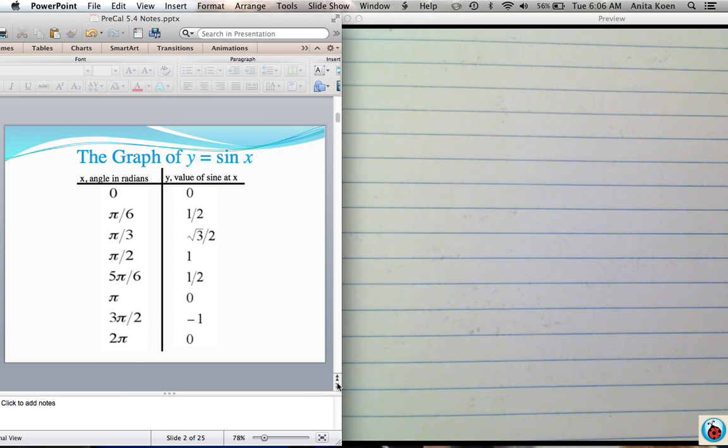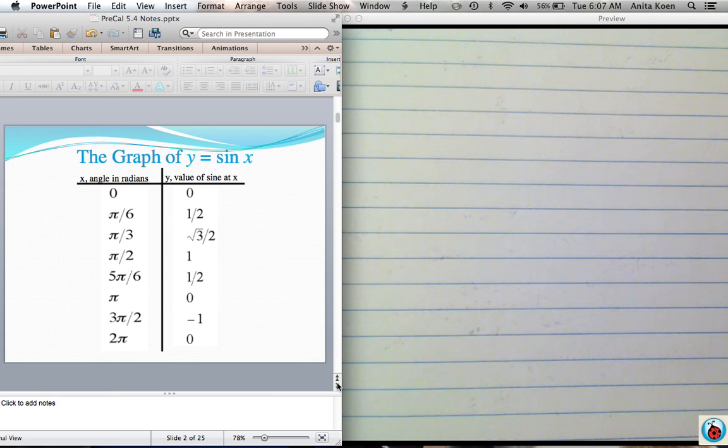Those are all in the first quadrant, so we need to pick some that are in the second quadrant as well. 5 pi over 6, the sine of 5 pi over 6 is 1/2. Let's pick pi. The sine of pi is 0. The sine of 3 pi over 2 is -1. And the sine of 2 pi is 0. Now what we're doing is we're taking the sine and the angle off of the unit circle. Now what we're going to do is plot these points.